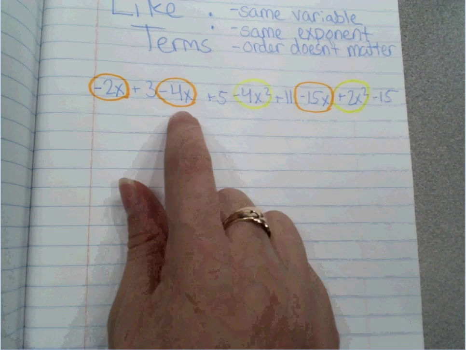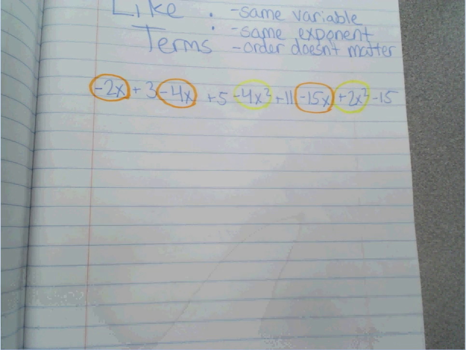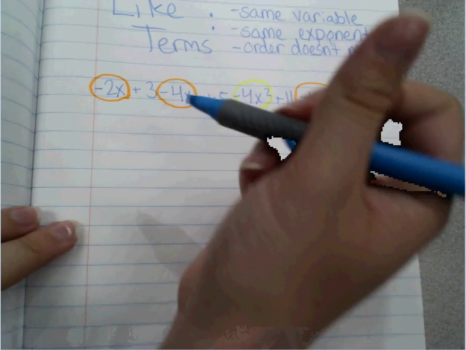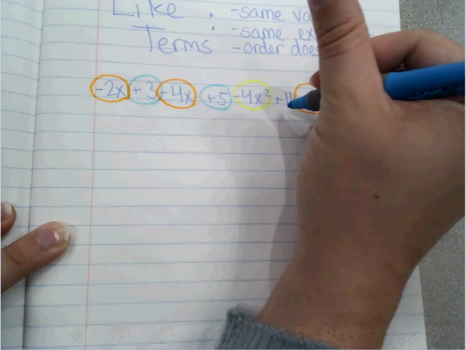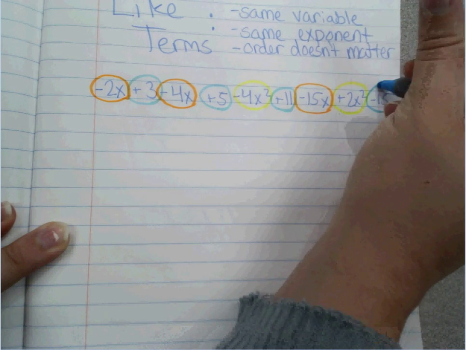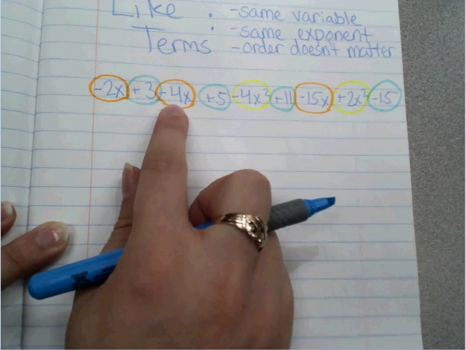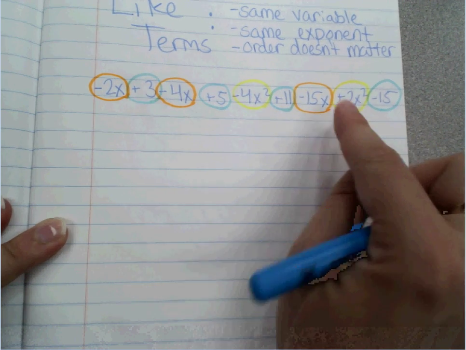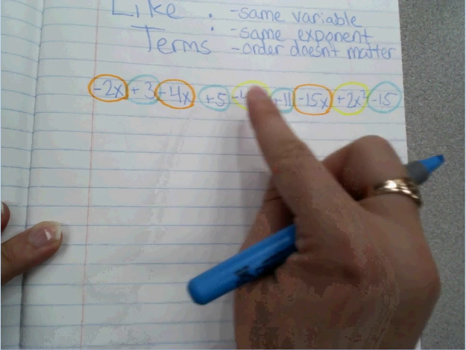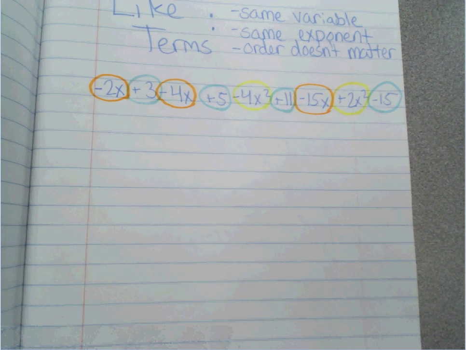Now you'll see all the other ones are just numbers, and all the numbers are together. They're like terms as well. So when we're looking for like terms, really it's just things that are alike. So all of these are x's, so they go together. All of these are x squared, so they go together. And all of these are just integers, so all the integers stay together. We're just grouping things that are similar.